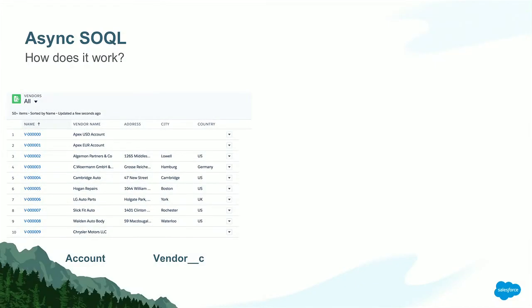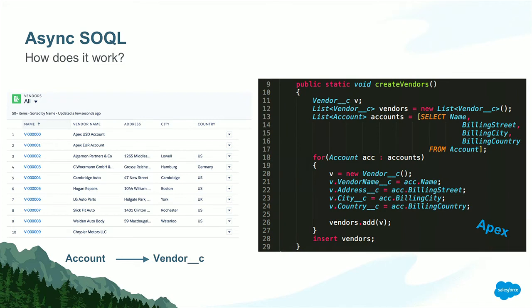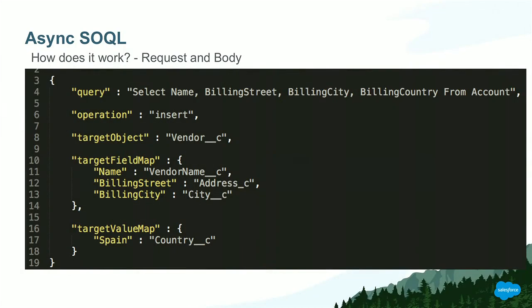Okay, so let us start explaining how Async SOQL works with a really simple use case, not the archiving solution one. We have a custom object, vendors, and we want to move from accounts to vendors. Right now, the way to do it is with this piece of code. We do a SOQL query against account, store the information in a list of accounts, and via a loop, we iterate over every single account and create vendors. Simple. With Async SOQL, we will do it this way.